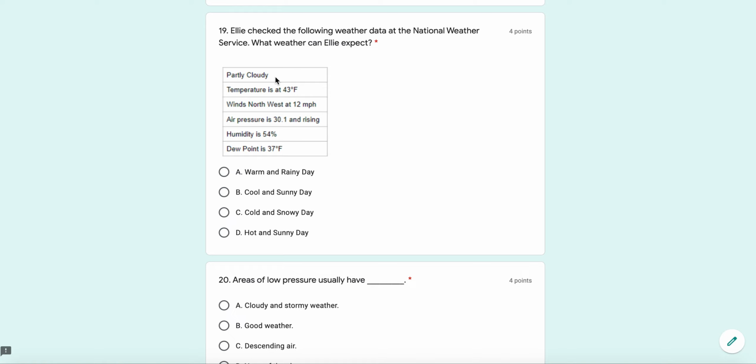Number 19, Ellie checked the following weather data from the National Weather Service. What weather can Ellie expect? Partly cloudy, temperature is 43 degrees Fahrenheit, winds northwest at 12 miles per hour, air pressure is 30.1 and rising, humidity is 54%, dew point is 37%.